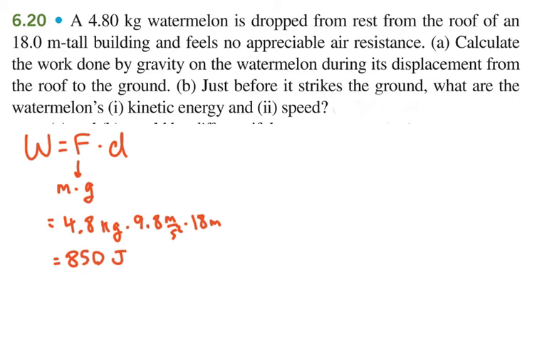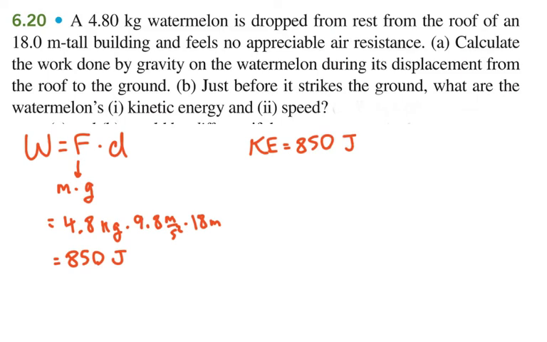So now we are asked, just before it strikes the ground, what are the kinetic energy and the speed? So remember that work is the change in kinetic energy. This watermelon is dropped from rest. So it started with no kinetic energy, and now it's going to have some kinetic energy that we don't know, but that has to be equal to the work done on the watermelon. The only force that has been acting on the watermelon was gravity. So the work done on it is the work done by gravity, 850 joules. So the kinetic energy is also going to be 850 joules, because work is the change in kinetic energy.